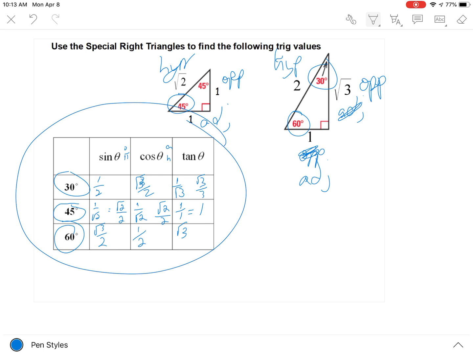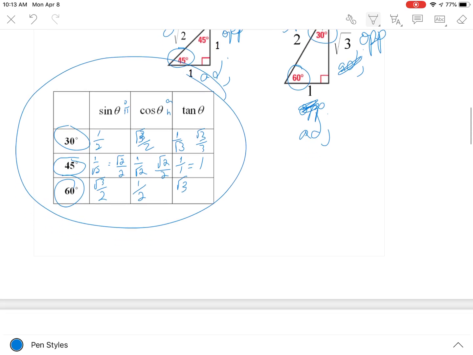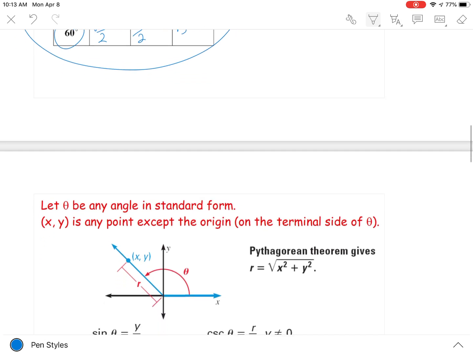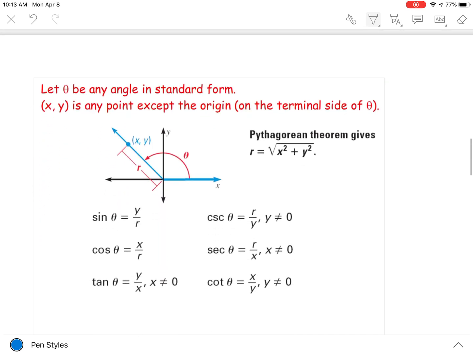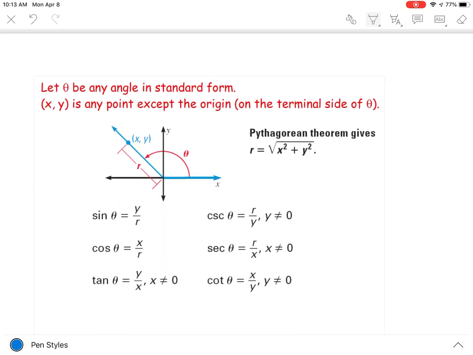That's a cosine of 45. Okay, because they're basically coming from special right triangles. All right, so now trig of any angle. Let theta be any angle in standard form. That means just that we have one side as the x-axis, and (x, y) is some other point somewhere out there.